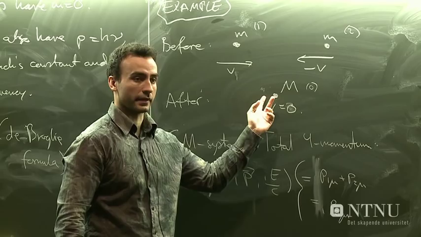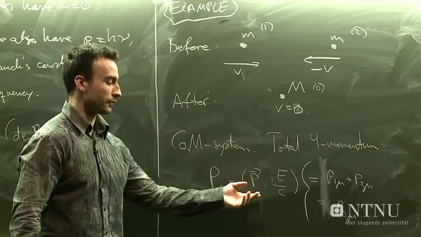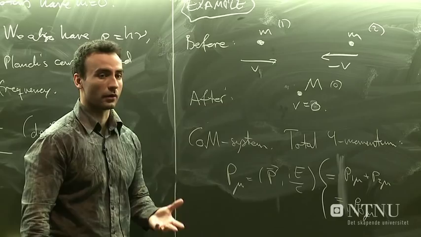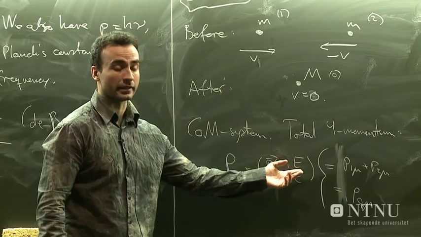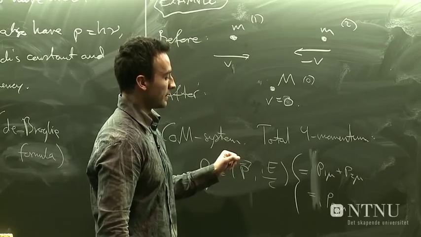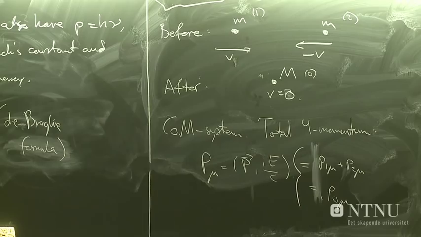Because we see that from this general form, if we have a conserved four momentum vector, then we also have automatically conserved momentum and energy. So if this is preserved, then momentum has to be preserved and energy has to be preserved. In other words, the sum of the four momentum vectors here has to be equal to this four momentum vector. And this accounts for both energy and momentum conservation.